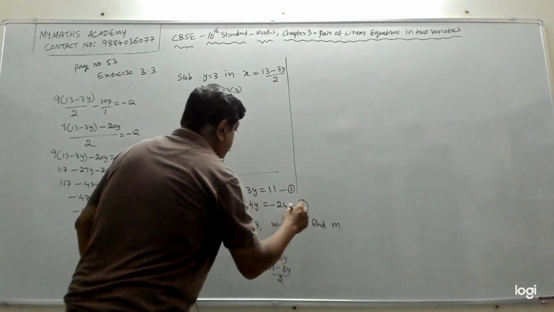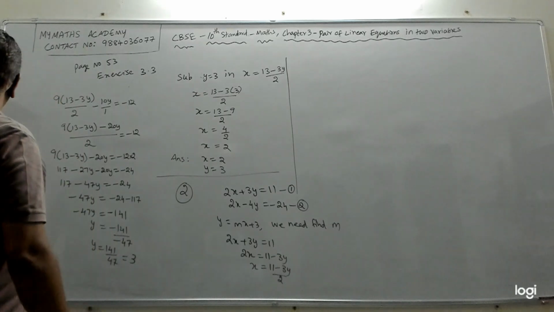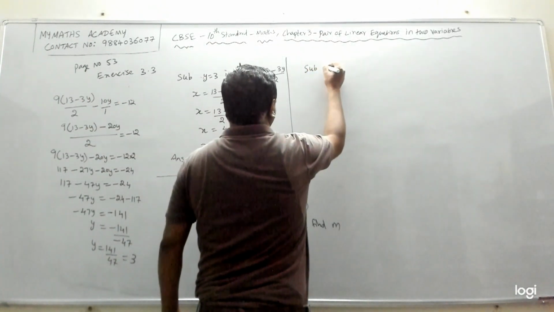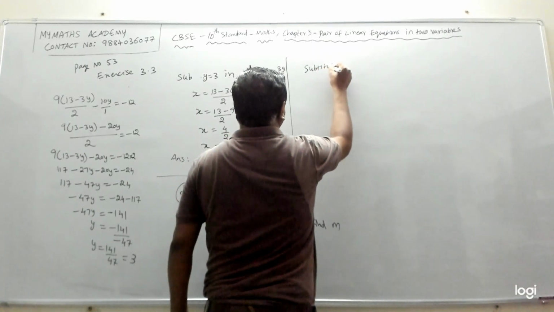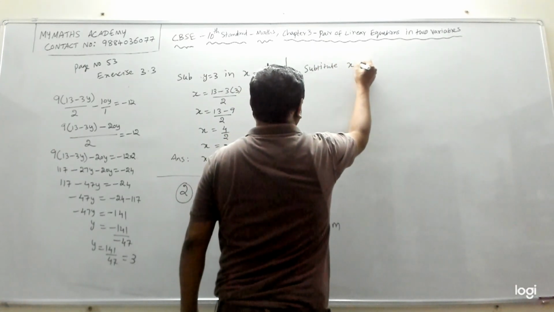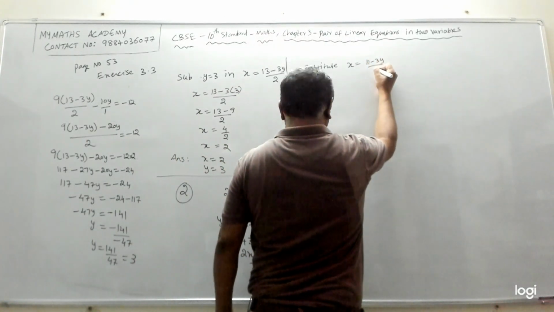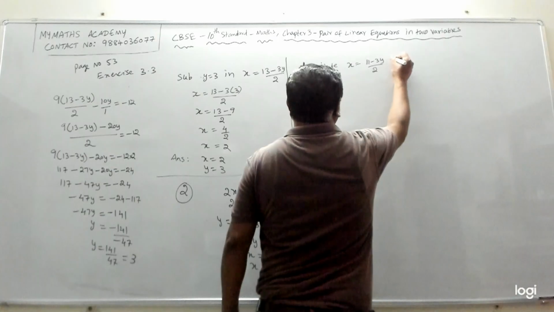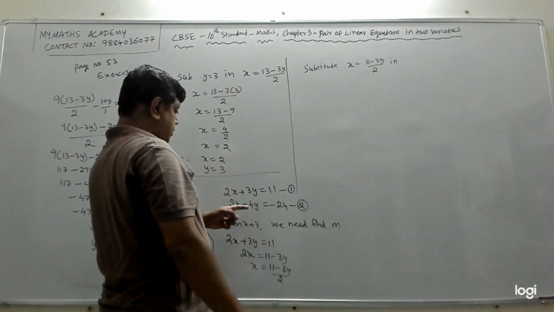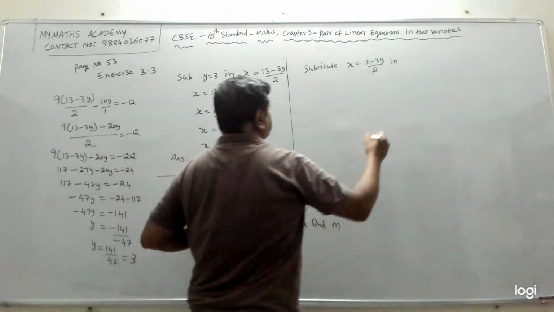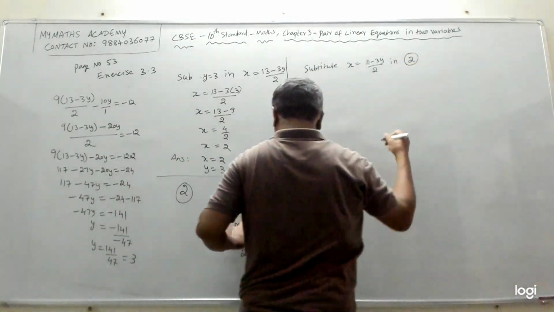First equation, this is second equation. Now let's substitute x is equal to 11 minus 3y by 2 in the second equation, because we got this from the first equation. Let's substitute that in the second equation. So what do we get?